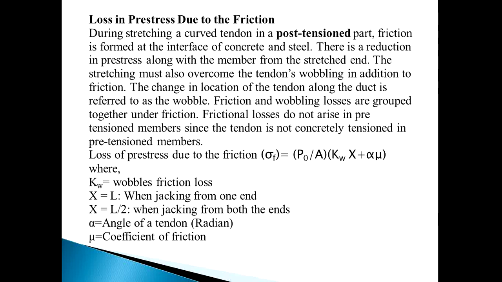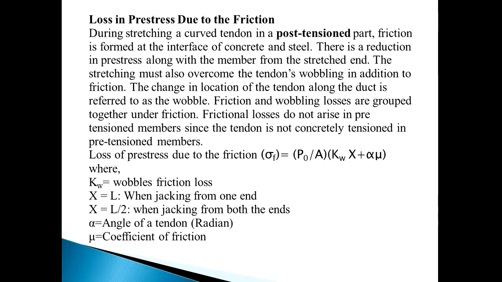First one is loss in pre-stress due to friction. This loss due to friction occurs in the post-tensioning part only. This loss is formed at the interface of the concrete and steel. There is a reduction in pre-stress along the member from the stretched end. The stretching must also overcome the tendon's wobble in addition to the friction. The change in the location of the tendon along the duct is referred to as the wobble.